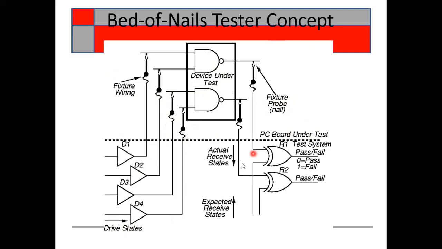So here we have the actual received states, and we are comparing that with our expected received states, because we know that as we apply the input we are able to find out its output. So we are checking whether this output is as per our required states. If not, then the part under observation has some sort of faults. So this one is nothing but the bed of nails tester concept.